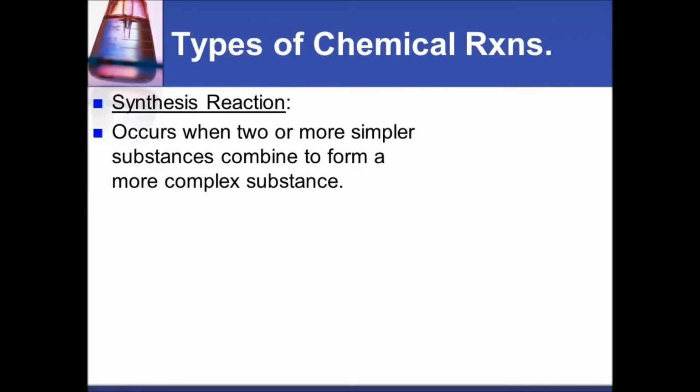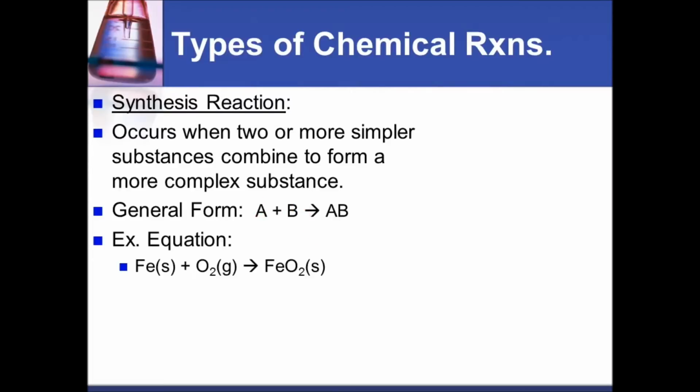make one thing. So it occurs between two or more simple things, and then they combine to form a more complex thing. So here's the general form of the reaction. So you're going to have something plus something. So here we have an A plus a B, and that combines to make one thing. So here it's an AB. Okay. So here's an example.